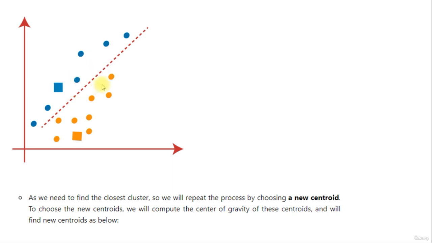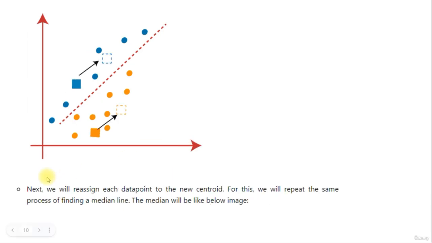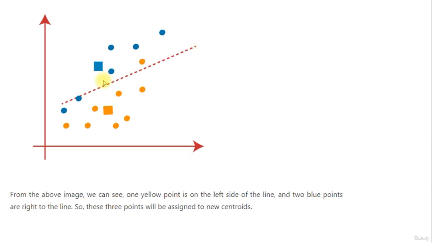This is the initial two clusters that we have made after selecting random centroids. Now as we need to find the closest cluster, we will repeat the process by choosing new centroids. To choose new centroids, we'll simply compute the center of gravity for these clusters and we'll find new centroids as below. Now we will reassign each data point to the new centroid. For this we will repeat the same process of finding the median line. The median line will look like the given image. So this is after changing the center of gravity for the clusters. Now we can see one yellow point is on the left side of the line and two blue points are on the right side of the line.